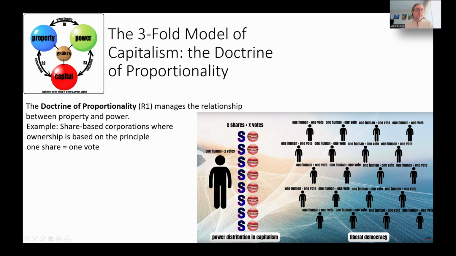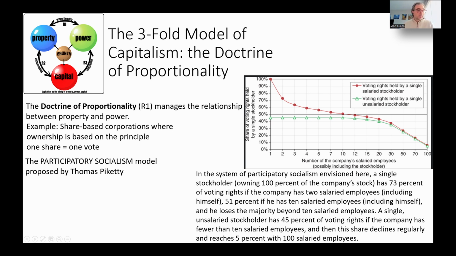Now, there's a long conversation about why this is wrong and how it can be changed. We will only look at two examples of a different system of how this arrangement can be done in the economy. The first one is the participatory socialism model proposed by economist Thomas Piketty. In this system, a single stockholder owning 100% of the company's stock, so it's number one here in the graph.